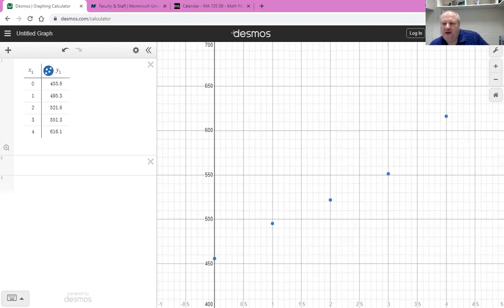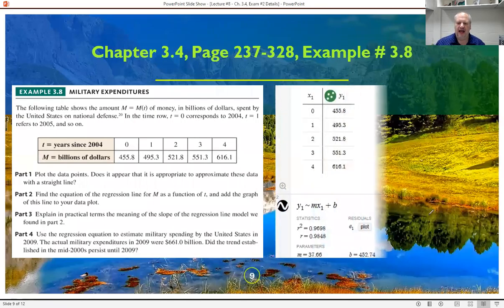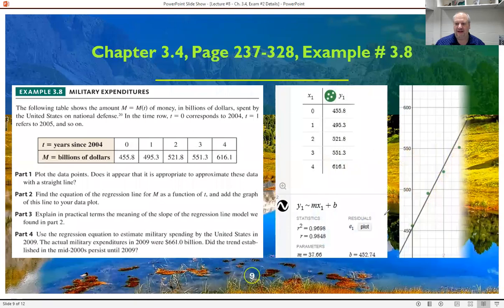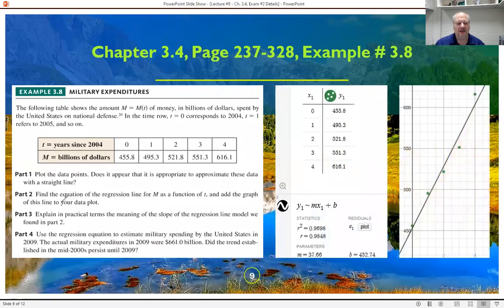So that would be the case. Let's now tell Desmos, but well, one thing at a time. Is it linear or not? Yes, the answer is yes. So now let's take a look back at our slide. So we say, does it appear that they're linear? And when we plot them, we get dots that are in order. Now it says find the equation of the regression line. So if you're going to find the equation of the regression line and then add that graph to the line on your data plot, Desmos already does that for you.